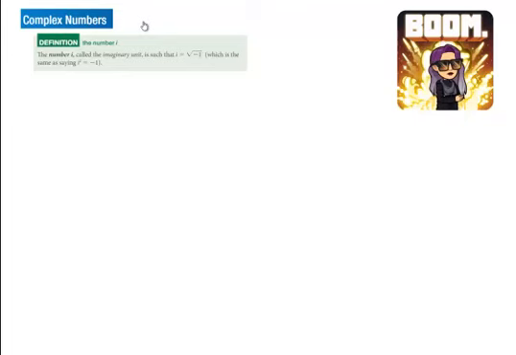And welcome, students. We are looking at imaginary numbers today. Exciting. Imaginary numbers. Now, another name for imaginary numbers would be complex numbers.